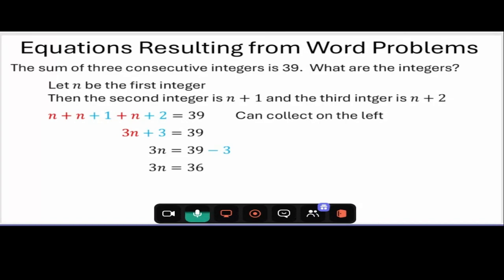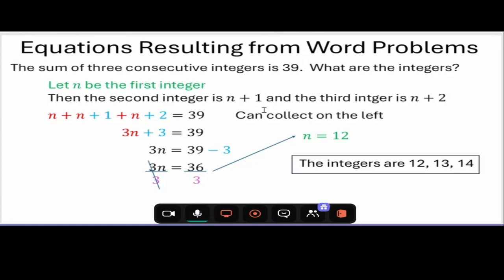We get n by itself by dividing both sides by 3, because that makes the n by itself. 36 divided by 3 is 12. Okay, let's go back. We got n. We've solved the equation. Now we've got to go back to the word problem. What was n? n is the first integer, 12. The second integer is n plus 1, 13, and the third integer is n plus 2, 14.